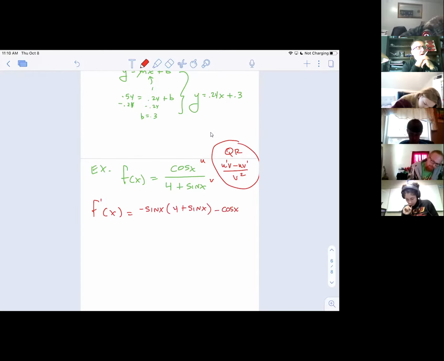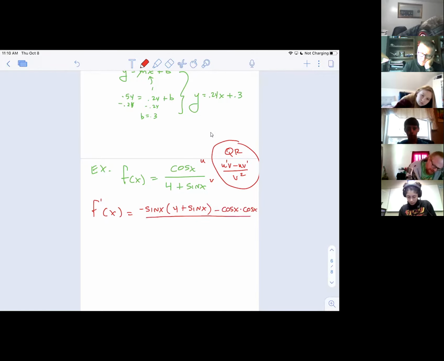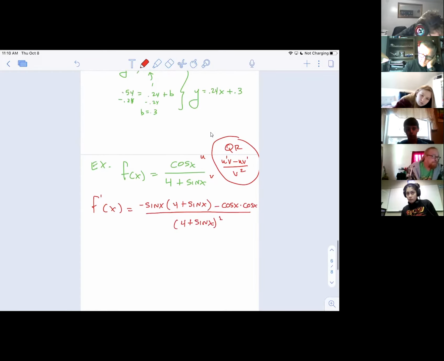What's the derivative of the bottom? Could screw that up. What's the derivative of 4 plus the sine of x? 0 plus cosine. We love plus signs. The derivative of 4 is 0, and the derivative of sine is cosine. So the derivative of the bottom, the 4 doesn't even change anything. And then it's all divided by the bottom squared, which is not so good. I'm very not happy to see the plus sign because that's a lot of work up there.